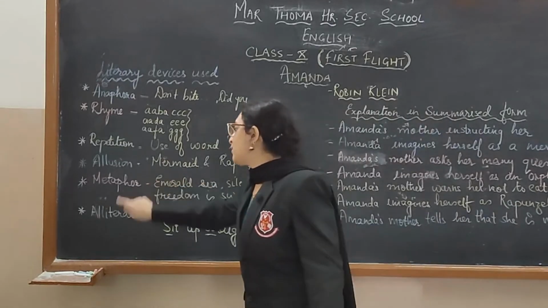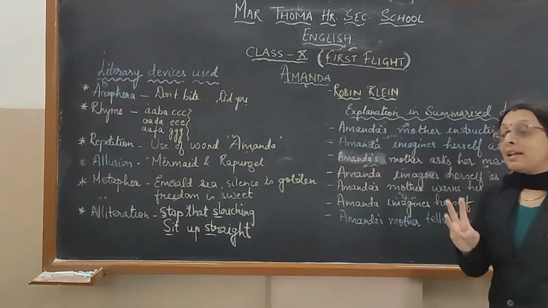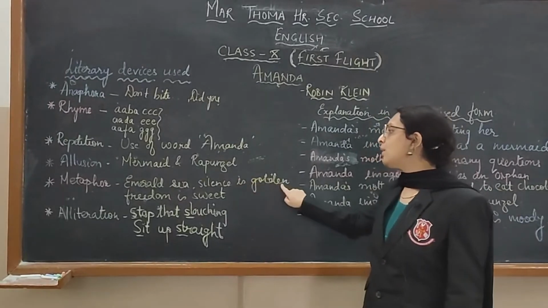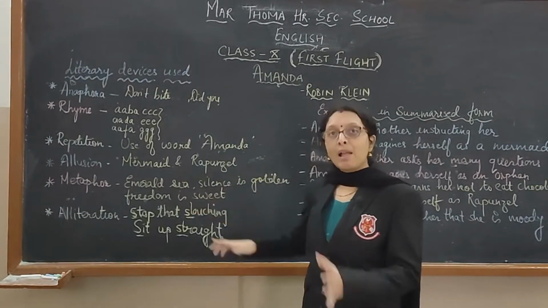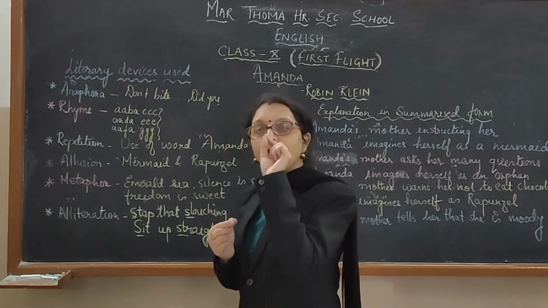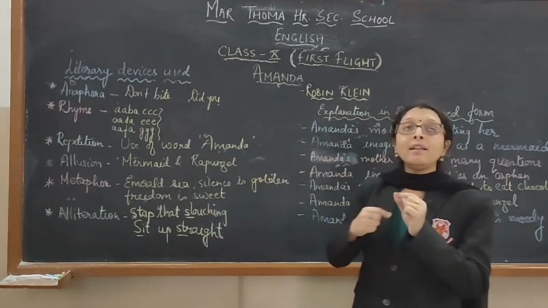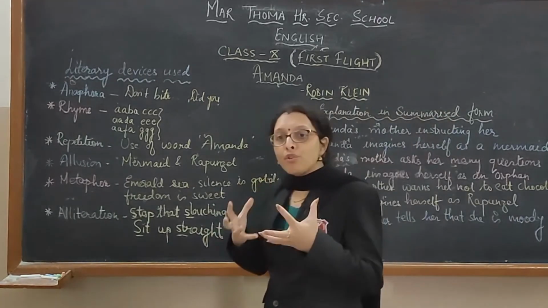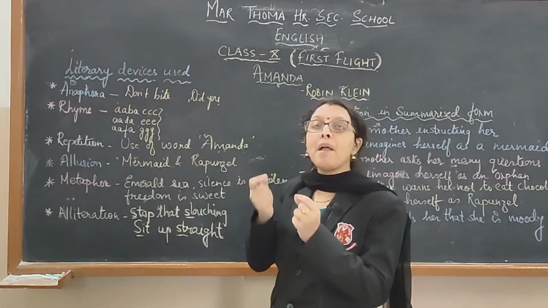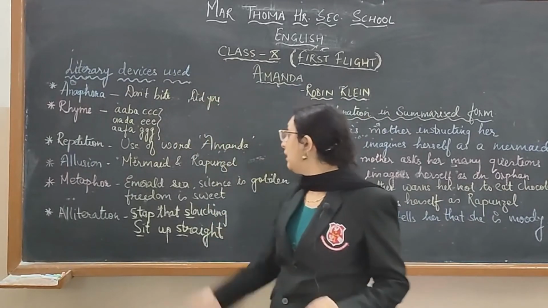Now, next one is metaphor. Metaphor is used twice in this poetry. First is emerald sea. Second is silence is golden and freedom is sweet. I will prove it to you why. Because emerald is a stone of green color. So when you are saying that the sea is emerald, it means the water of the sea is shining like that stone emerald. So you are comparing that sea with emerald stone.